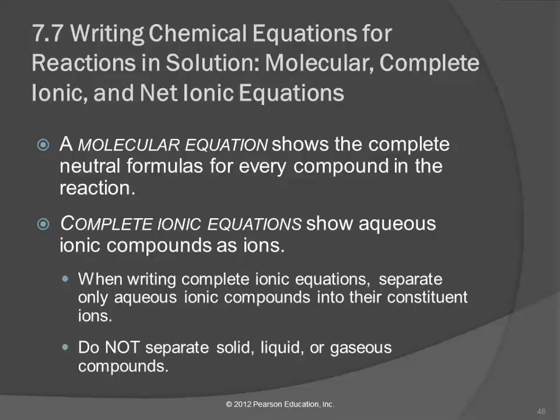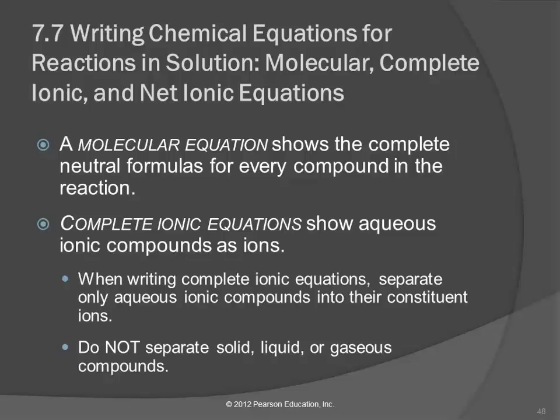In section 7.7, we're going to learn how to write 3 different kinds of chemical equations. The molecular equation is what we've been doing, and we generally think of that as the regular kind of chemical equation. That shows the complete formulas for the reactants and products. Okay, so that's kind of normal.